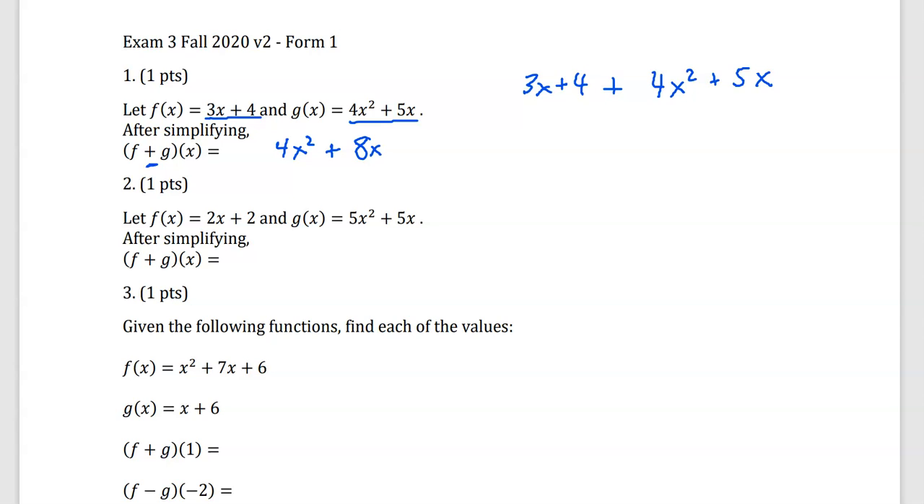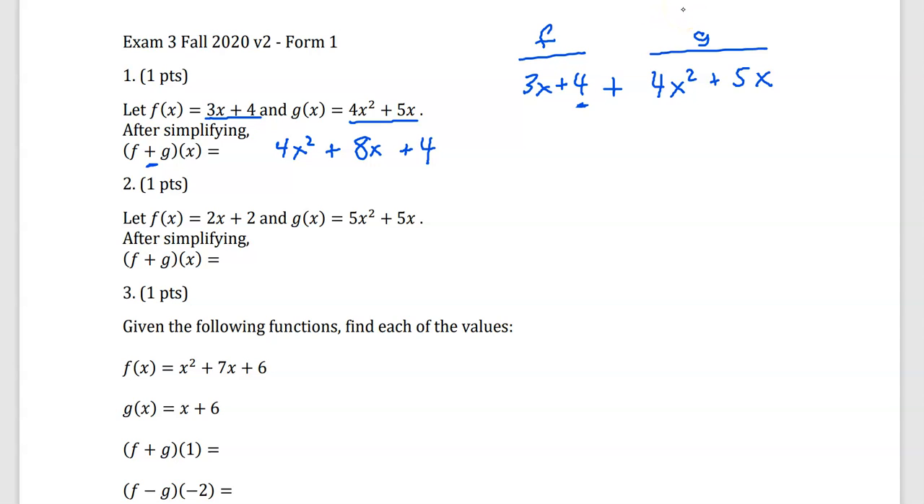And then our constants, we just have the 4 by itself. Plus 4. There is our answer. This is f, and this is g. Alright, let's do the same thing with this one.